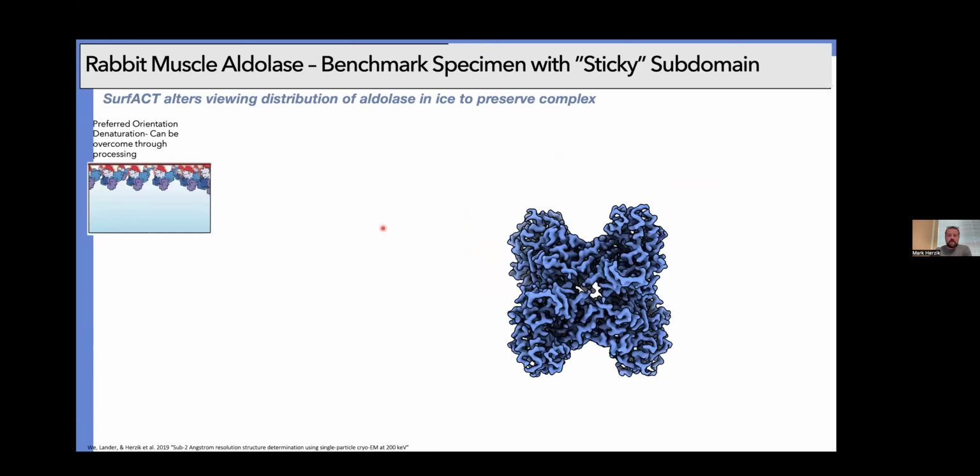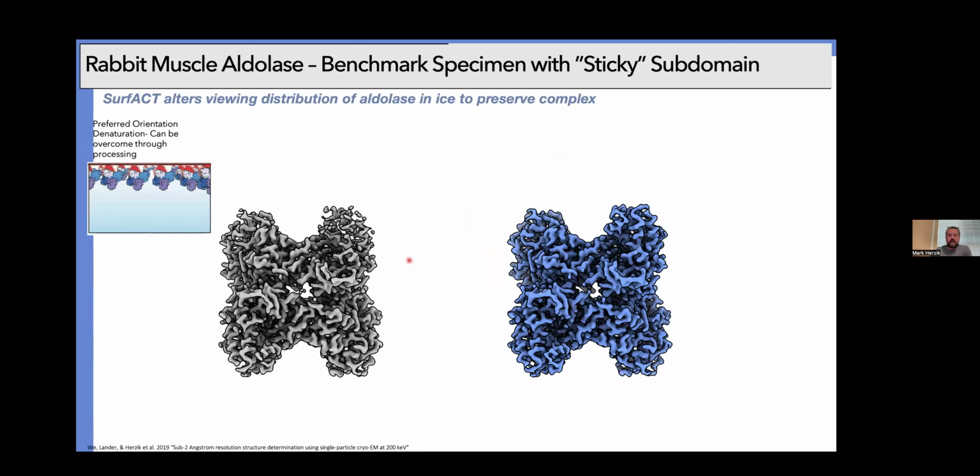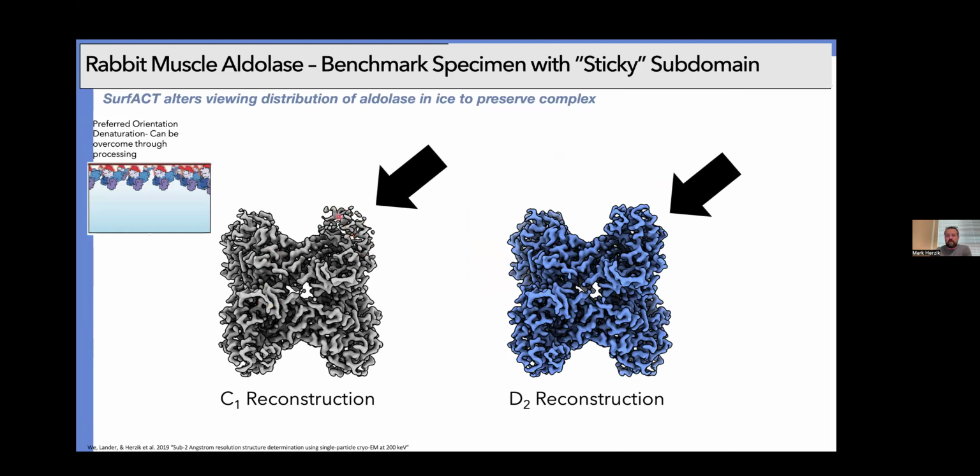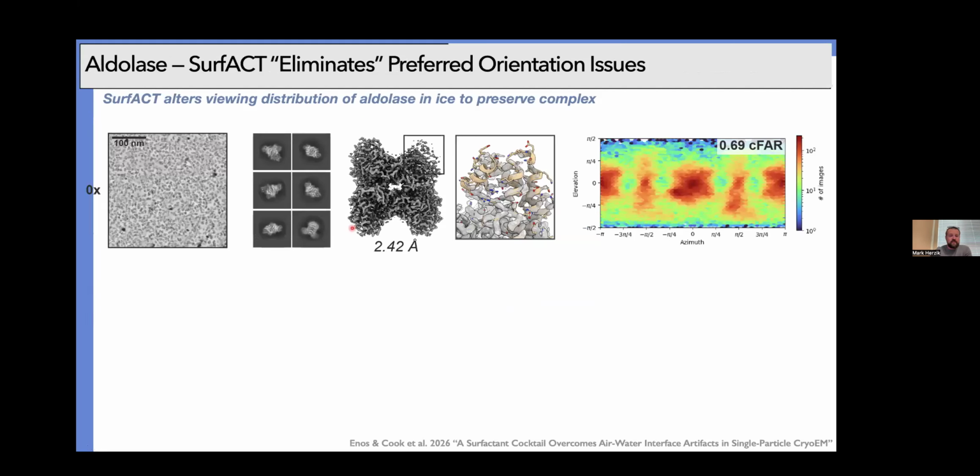Now, the downside of this is that when you enforce D2 symmetry, you get a beautiful reconstruction of the object. But now with newer algorithms, we can reconstruct this using C1 symmetry. And what we noticed was that there was almost always one protomer of aldolase that was always weaker in some capacity. And so then what we noticed was that if you look at this specimen, you get great particle density, beautiful 2D class averages, but there's always one protomer that's missing or completely lost.